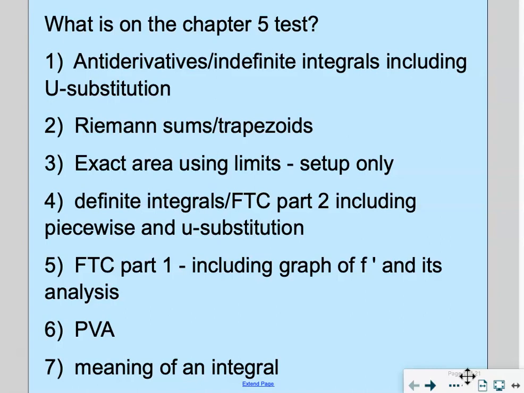So if the integral is the rate at which people are entering an amusement park, then the definite integral of that rate would be how many people entered the amusement park. Okay, so definite integral of a rate gives you an amount.